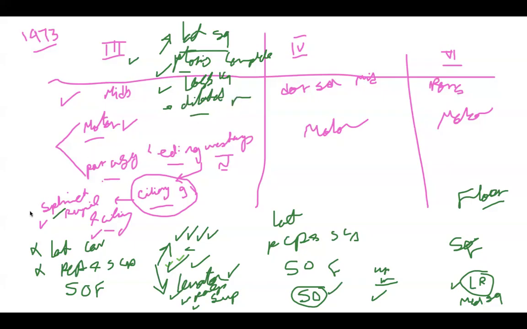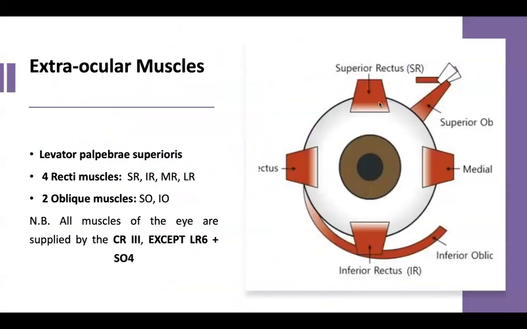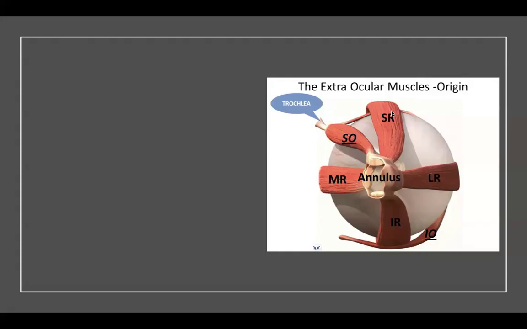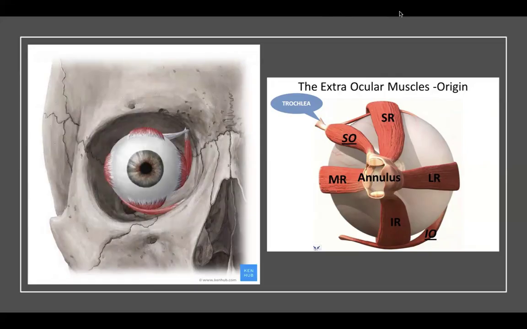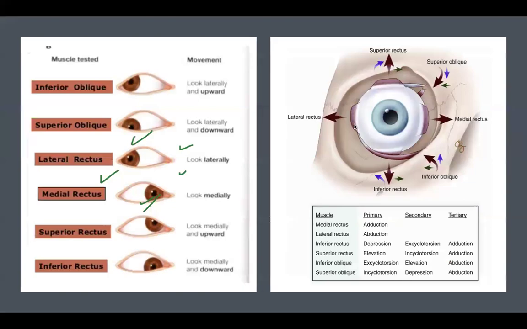This is regarding the nerves and the lesion of the nerve. Again, these are the muscles: superior rectus, inferior rectus, medial rectus, lateral rectus, and the two obliques. Regarding the eyeball movement: down and out, up and out, medially only the medial rectus, up and in the superior rectus, down and in the inferior rectus.